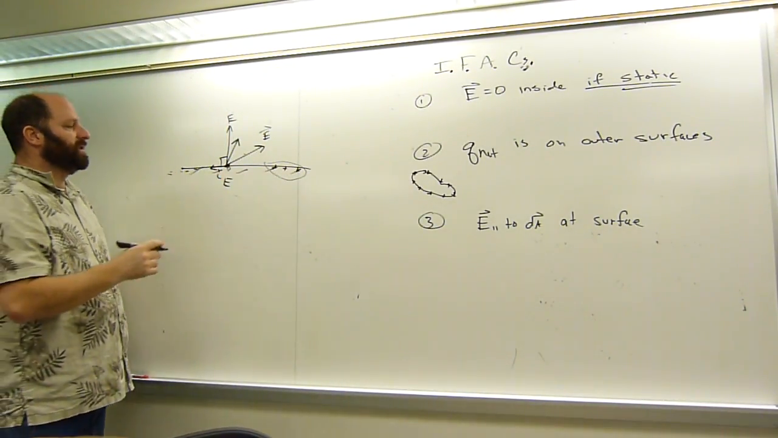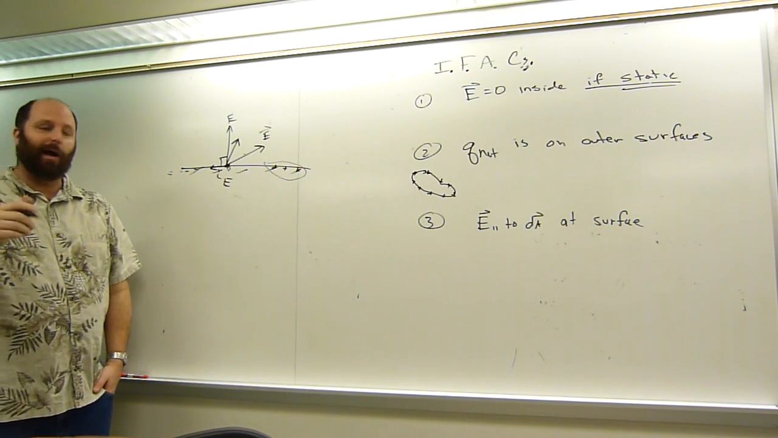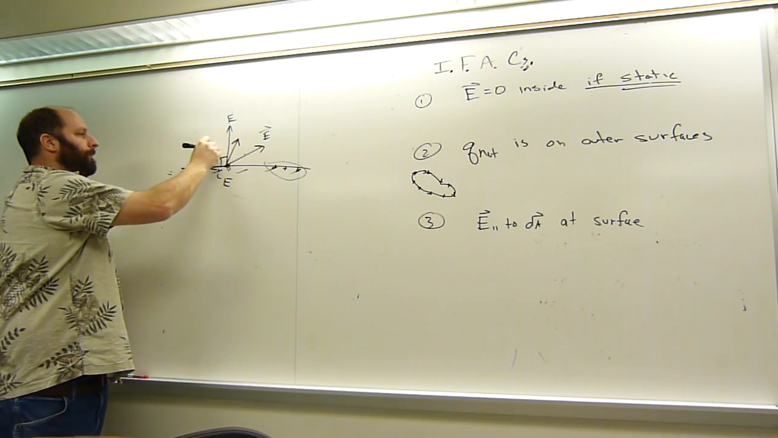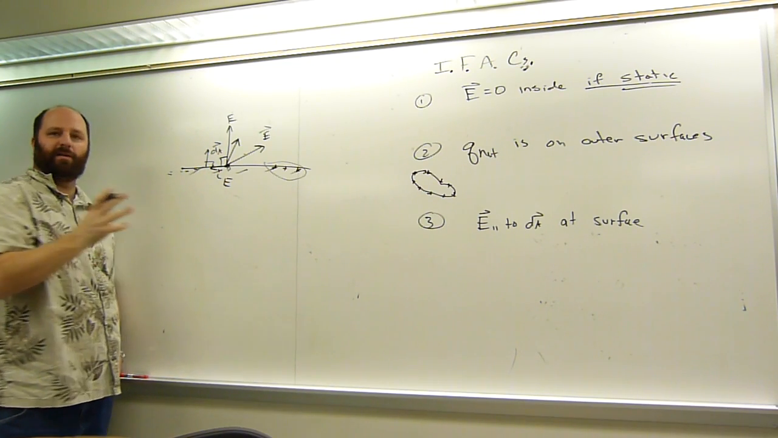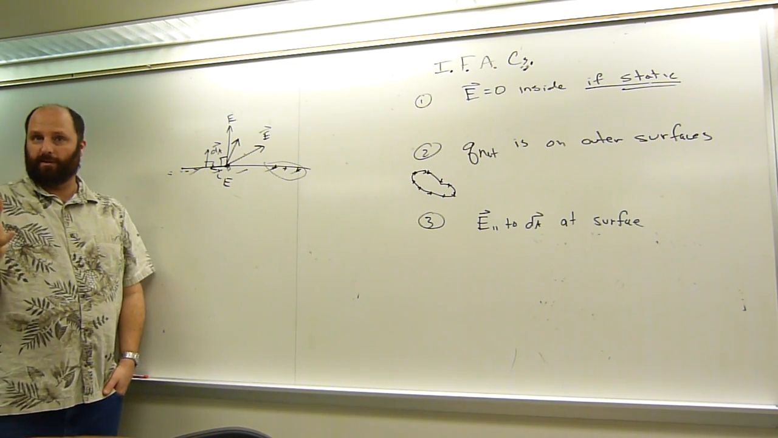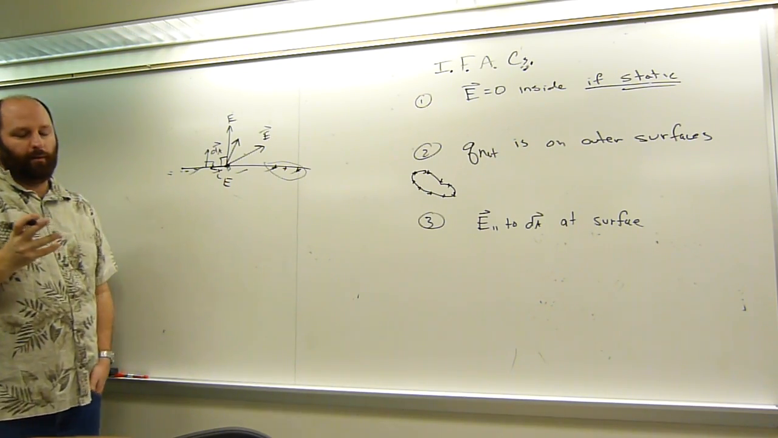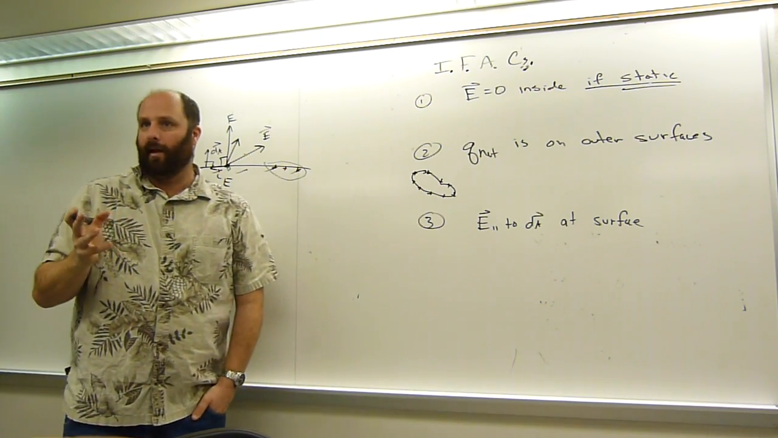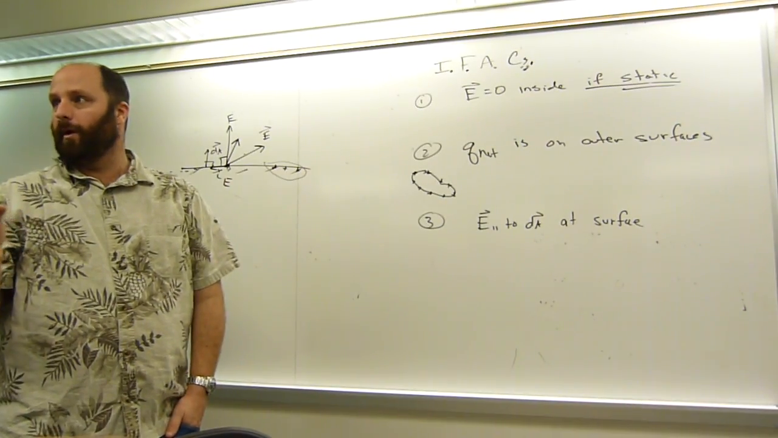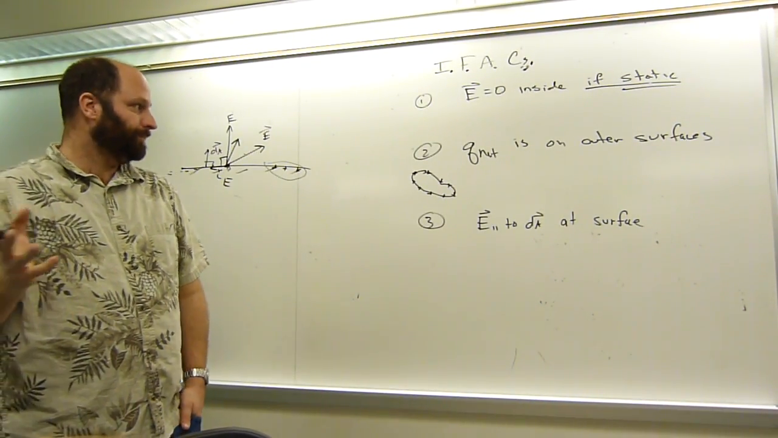If this is some sort of surface, the dA vector that we talk about for Gauss's law would point this way, because the dA vector, by definition, makes a right angle to the surface. So that's IFAC number 3. It's very important that we have a good grasp on these things and why, because I'm going to refer to these quite a bit when we go through some of these examples.